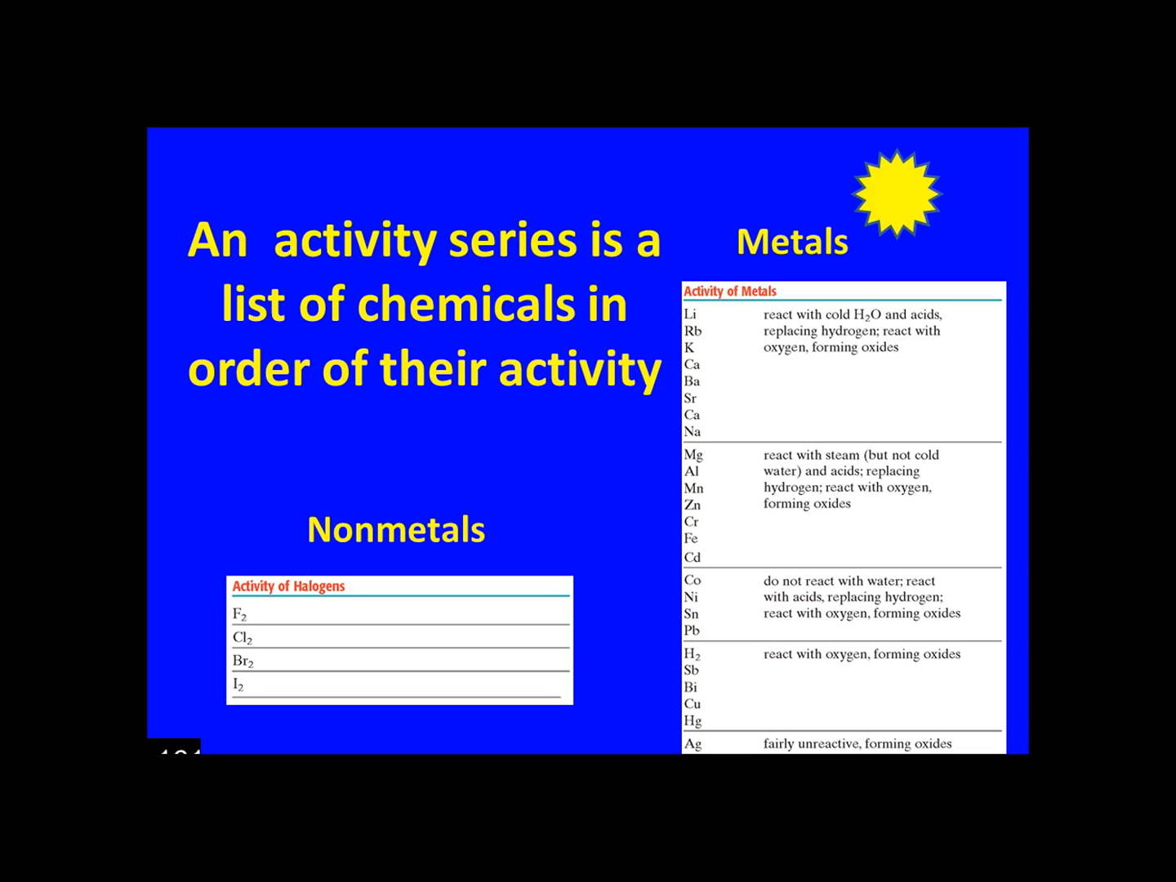Then we have hydrogen itself, down to mercury. These react with oxygen, forming oxides. And these last three, silver, platinum, and gold, are fairly unreactive. They form oxides, but only indirectly and very slowly.